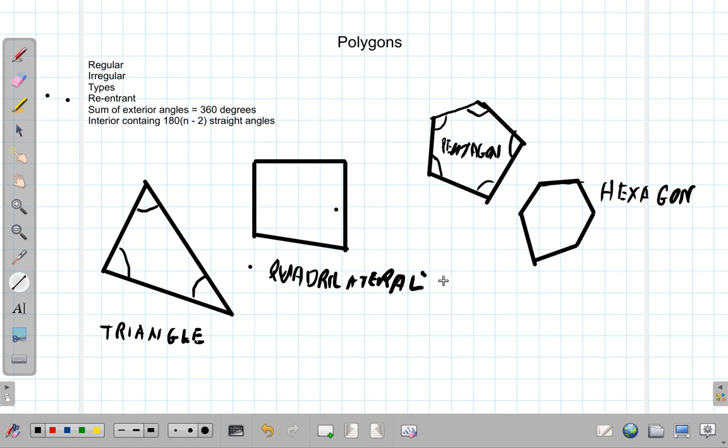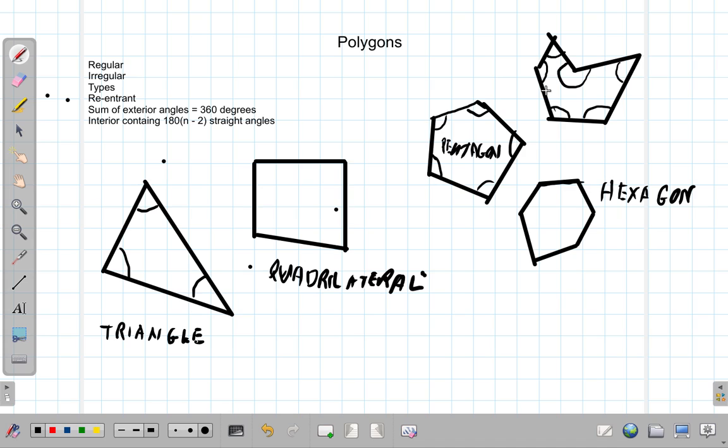Now, we have a type of polygon that has one of the inside angles greater than 180. For example, it might look like this. You have this inside angle, this one, this one, this one, and this one. All of those are less than 180. But this one is greater than 180 degrees, right?